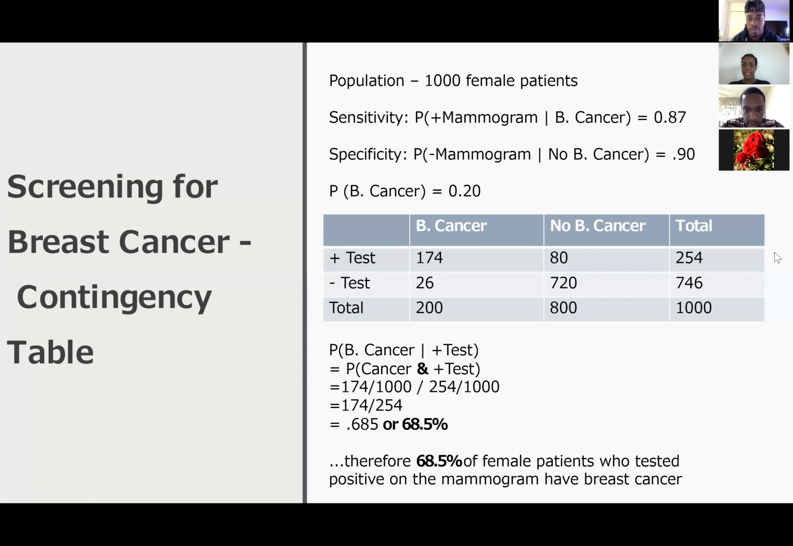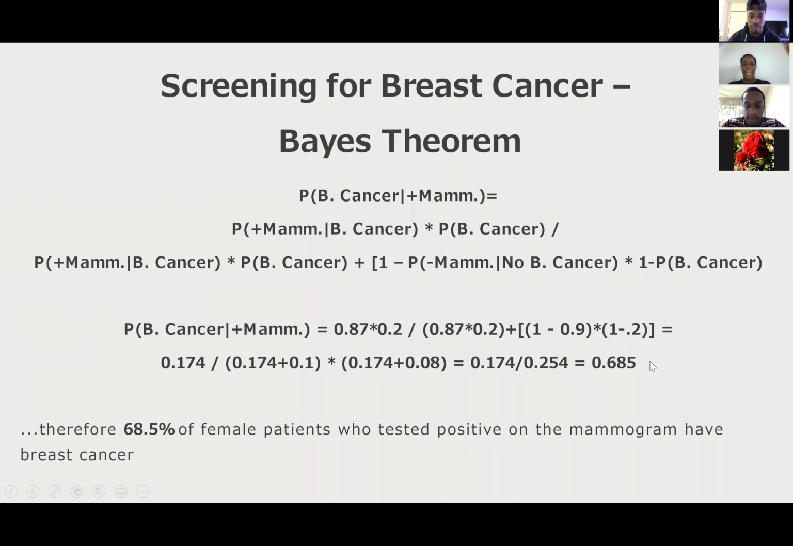And to answer the question, how many patients have breast cancer given a positive test, you would divide the number of positive-test breast cancer patients by the total, which is 174 divided by 254, and you get 68.5%. So 68.5% of female patients who tested positive on the mammogram have breast cancer.